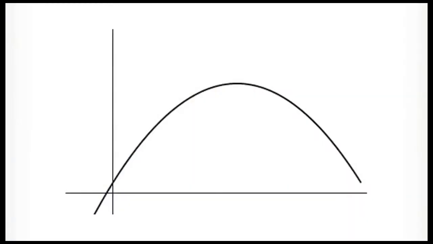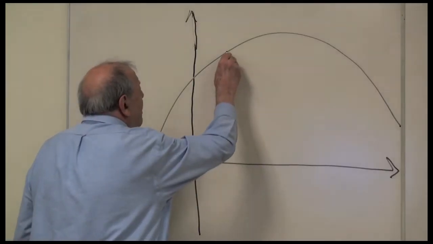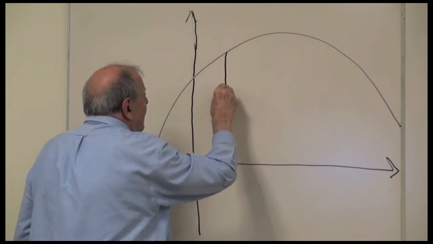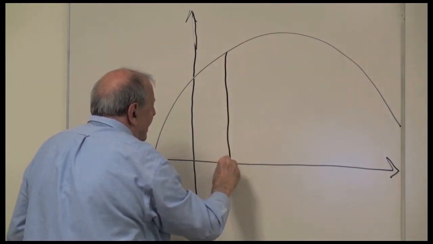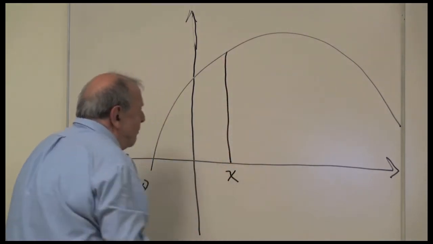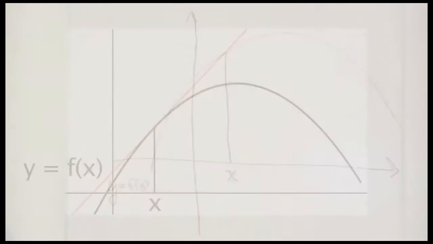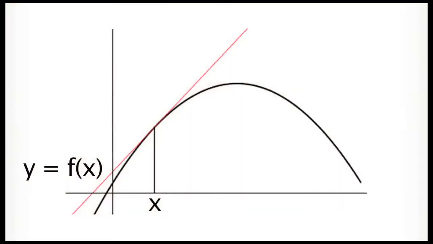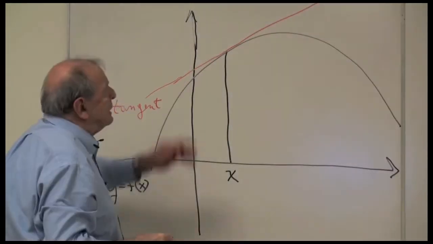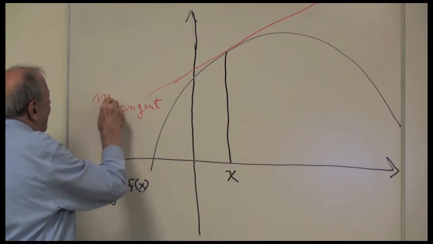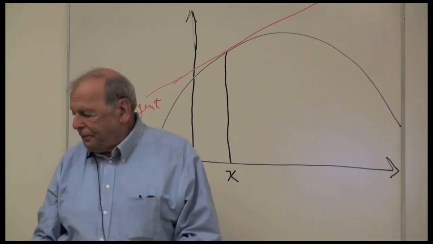by drawing a picture, and I'm going to call that function y equals f of x, and I'm interested in knowing the slope of the tangent line at some point x. And I will draw in that tangent line so you can see it. And I want to know what the slope of that thing is. So I'll write m sub tangent.